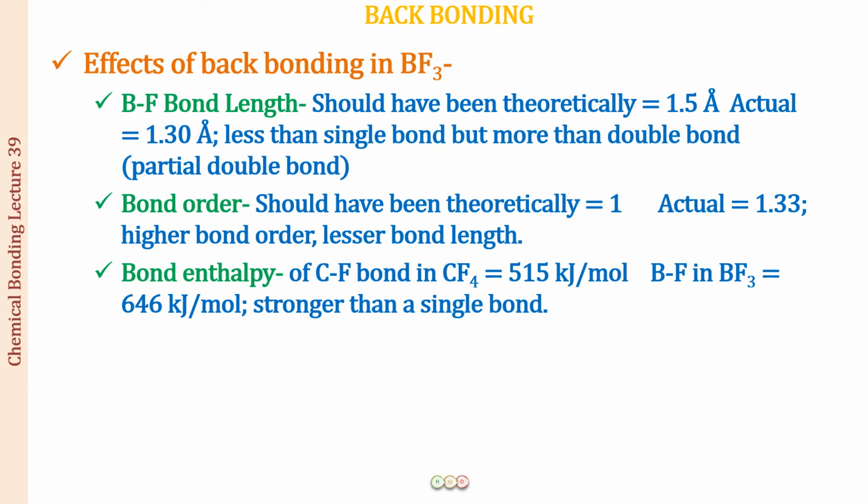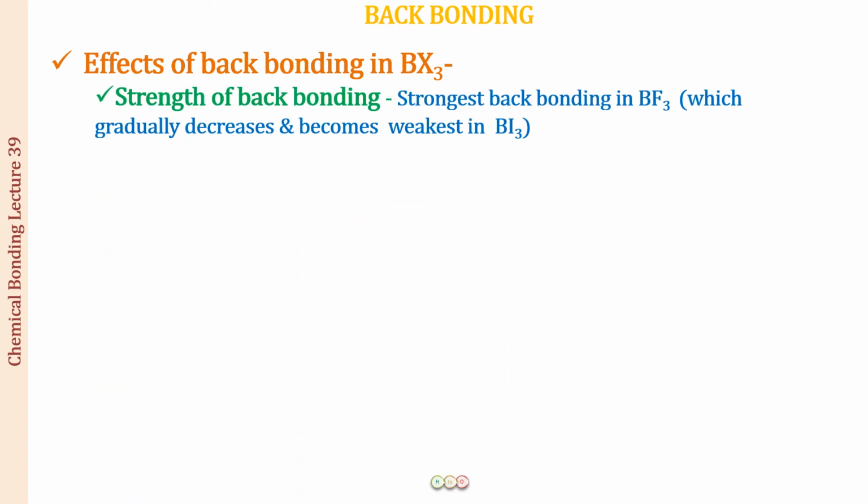So let us move on to some more applications. Next, let us discuss the effects of back bonding in all the boron trihalides. In fact, in all the boron trihalides, back bonding can take place. What is going to be the difference is the strength of back bonding. It is going to be the strongest in BF3, and it is going to gradually decrease and become the weakest in BI3. Why is it so?